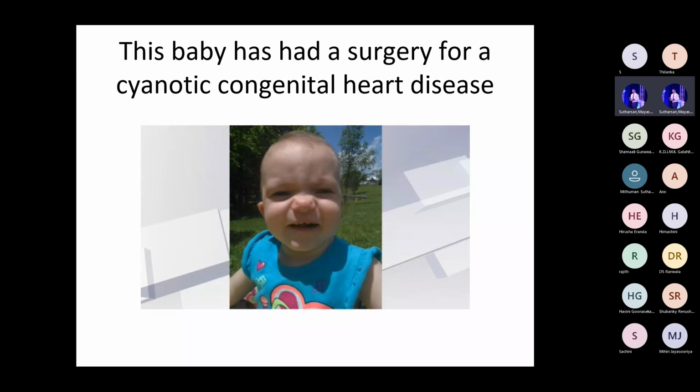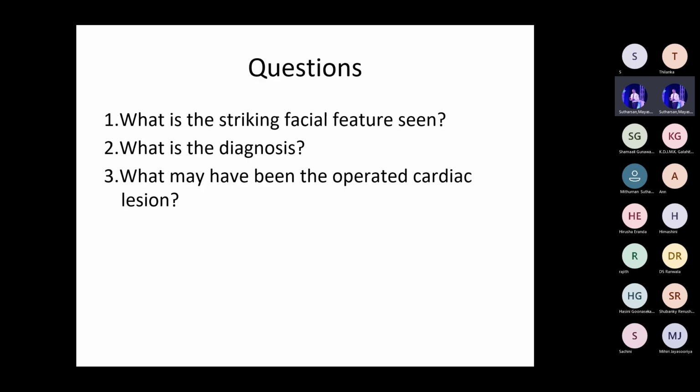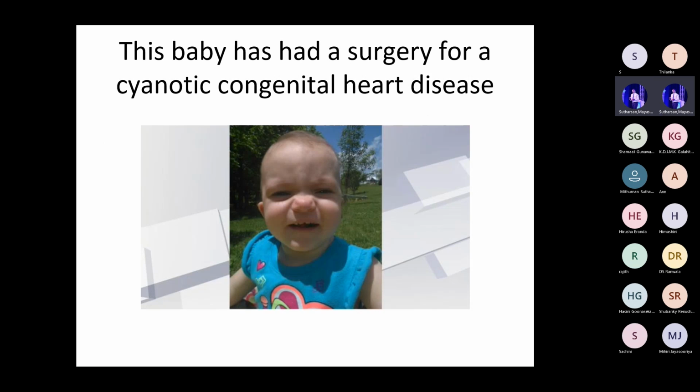So this toddler, I'm not sure about the age, maybe infant, right? This baby has had surgery for a cyanotic congenital heart disease. The face looks a bit odd here. What is the striking facial feature? What is the diagnosis? What may have been the operated cardiac lesion? This feature in the nose is characteristic. If you have this feature in the nose, you can diagnose this condition without any other issue, and if you know that condition, you know what the cardiac lesion is.